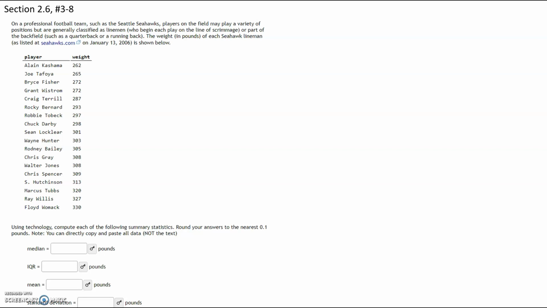All right, so on a professional football team, such as the Seattle Seahawks, the players are listed by their weight. Here's what we want to do. We want to find, using technology, the mean, the median, the IQR, and the standard deviation, all using technology. And notice that it says round your answers to the nearest 0.1, which means 1 decimal place.